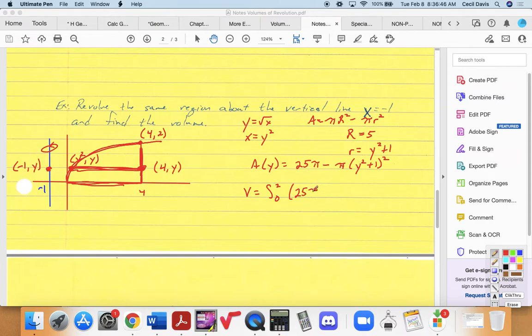The integral of 25 pi minus pi times y squared plus 1 quantity squared dy. And in the interest of time, I'm not going to finish that one.